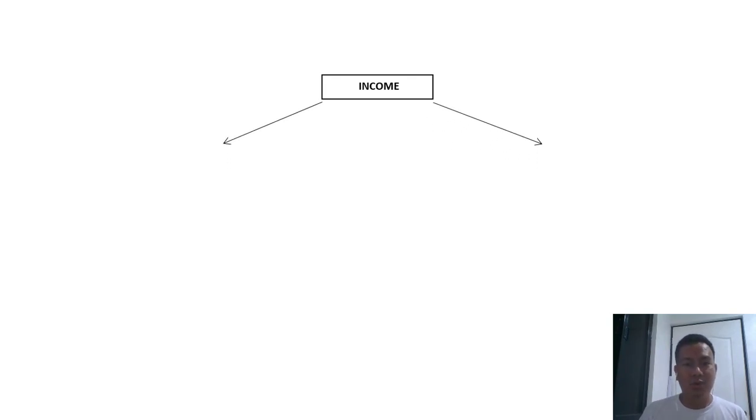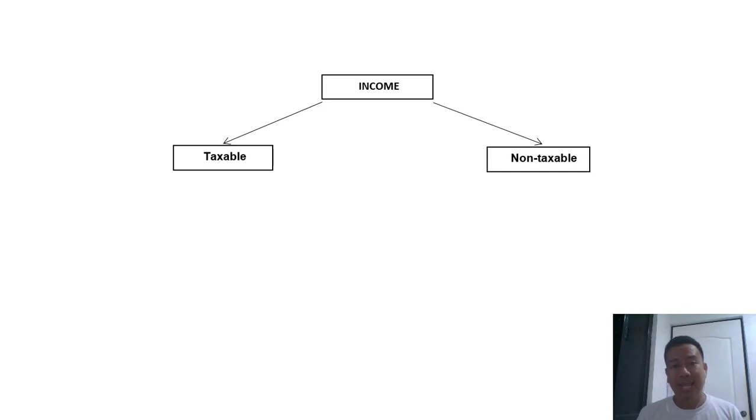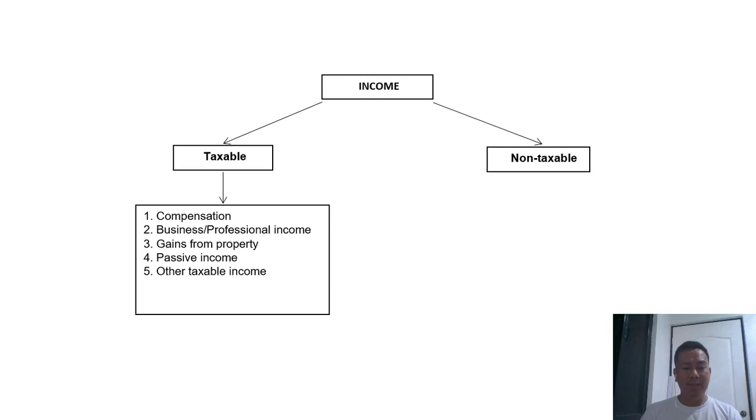Okay. So let's have this one. This is the illustration of the income that we have here in the Philippines. So we have the income. It is divided into two. Okay? So it is being classified as taxable or non-taxable. For the taxable income, these are the compensation, the business or professional income, the gains from property, passive income, other taxable income. Okay? So meaning to say, these are income that are being taxed.